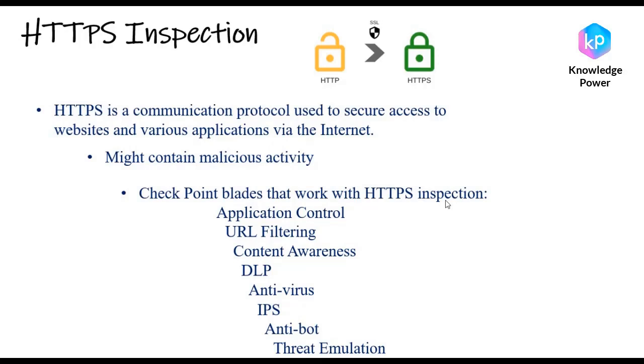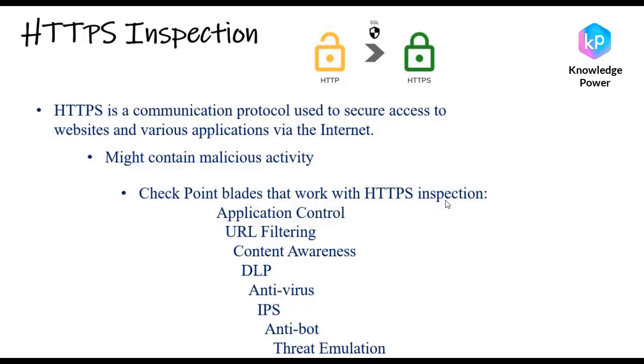You can say 25 with HTTPS inspection enabled, because it uses up a lot of resources to decrypt and re-encrypt the SSL traffic, and depending on what kind of blades you have enabled in combination, I would say just cut the throughput of the firewall in half. This is how you choose the proper gateway for your environment.